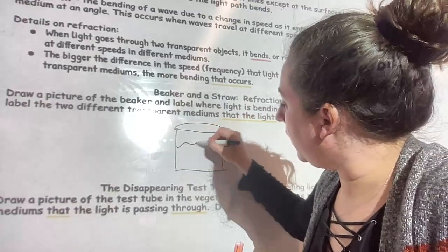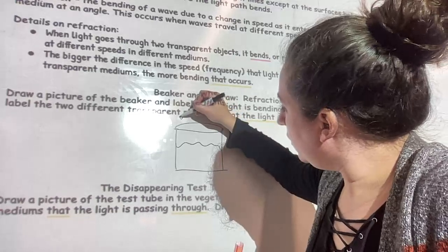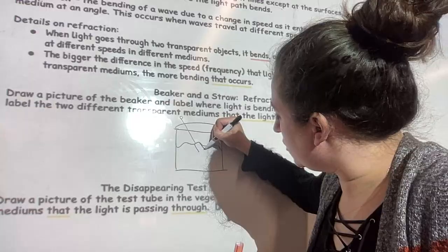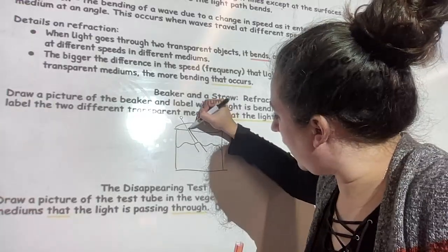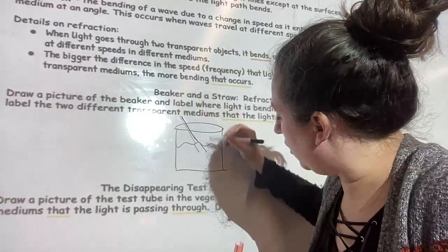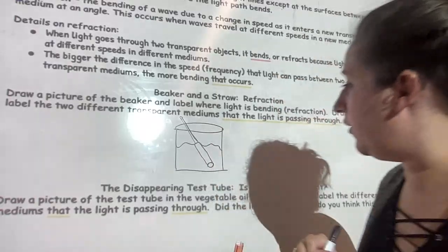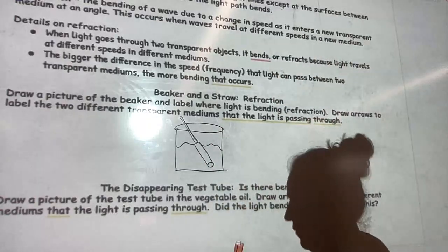We have our water, we have our straw, and like I said, what we kind of saw was the straw is not lining up as it goes into the water, so it almost looks bigger and it looks broken. So that's my interpretation of it. If you want to draw something that looks a little bit different, that's fine.